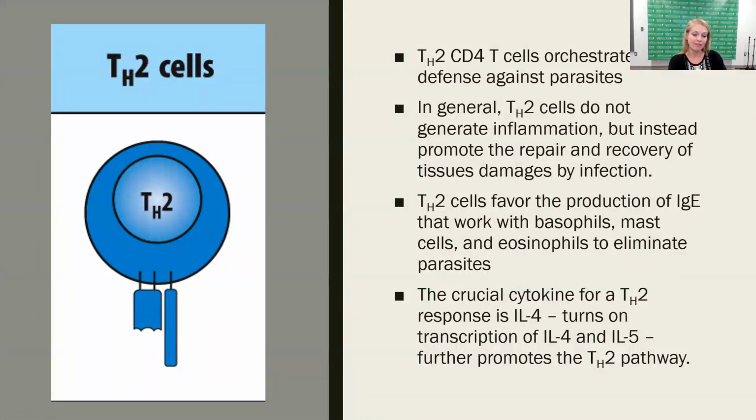A crucial cytokine for a T helper 2 then is interleukin 4. And so this will turn on transcription of interleukin 4 and interleukin 5, which further promotes switching of classes to IgE, making antibody, and so not a very inflammatory situation.